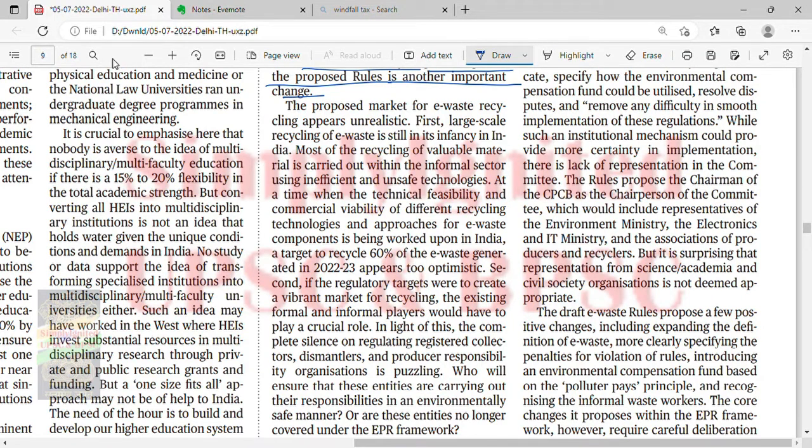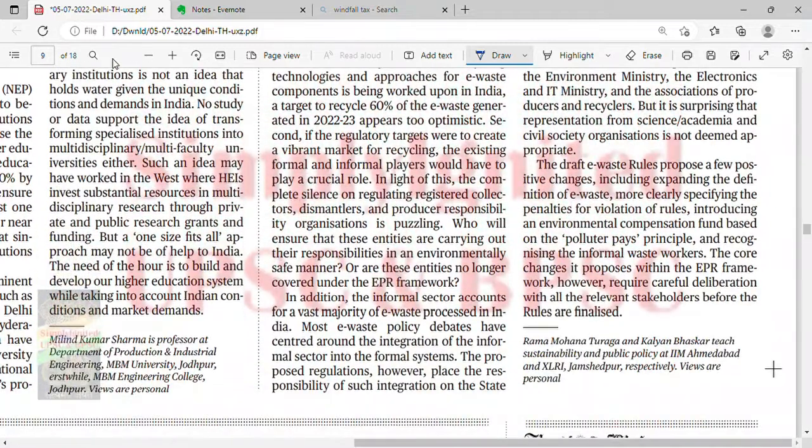First, large-scale recycling of e-waste is still in its infancy in India. Most of the recycling of valuable material is carried out within the informal sector, true, using inefficient and unsafe technology, very true. At a time when the technical feasibility and commercial viability of different recycling technologies and approaches for e-waste components is being worked upon in India, a target to recycle 60% of e-waste generated in 2022-23 appears too optimistic.